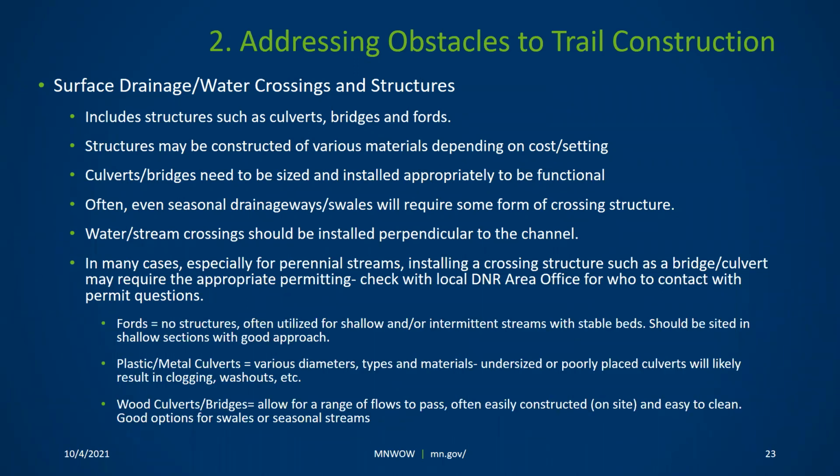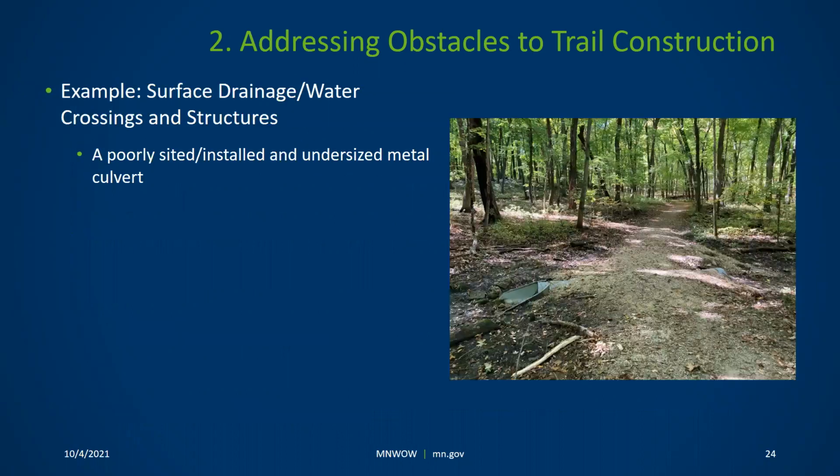Like I said, there are various options. Sometimes the option is no crossing structure. You can ford some streams. If they're dry and they've got a stable bed, we might not need anything. Plastic and metal culverts come in various diameters. If they're poorly placed, they'll clog and wash out. Wooden culverts, I'm using them more. They allow for a range of flows to pass, and these are better options for smaller trails, things you can still get a tractor over. They're buildable on site and a good option for seasonal sites. We'll look at a few examples of these.